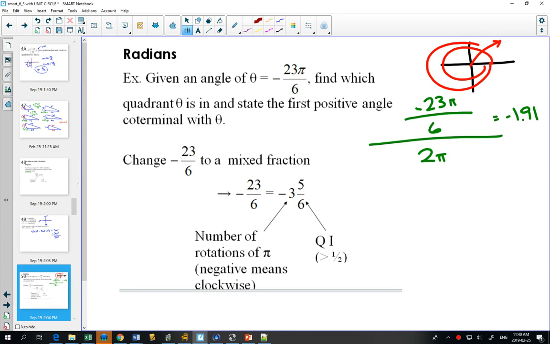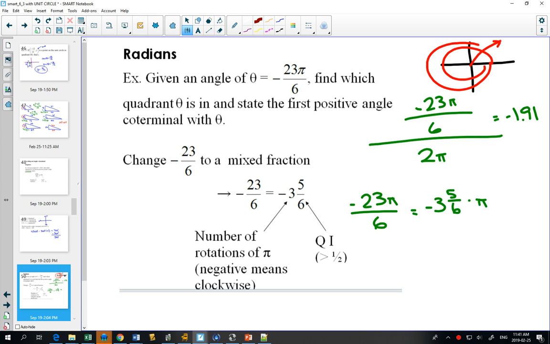Now that's only if you had your calculator. But like I said, for radians, generally, you're not allowed your calculator. You have to be able to figure out where 23 pi over 6 is, that it's in quadrant 1, quicker without your calculator. So what we do is we change the coefficient, or the number in front of pi, to a mixed fraction. So negative 23 over 6 is negative 3 5/6. In other words, negative 23 pi over 6 is equal to negative 3 5/6 times pi.